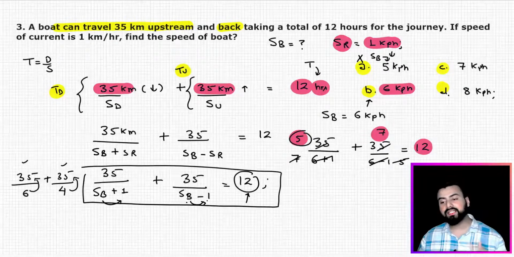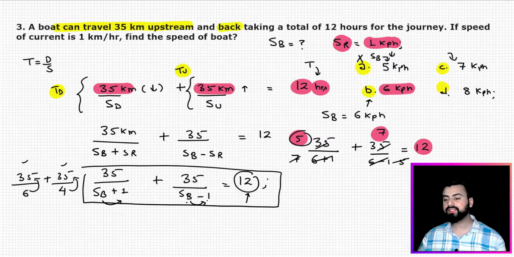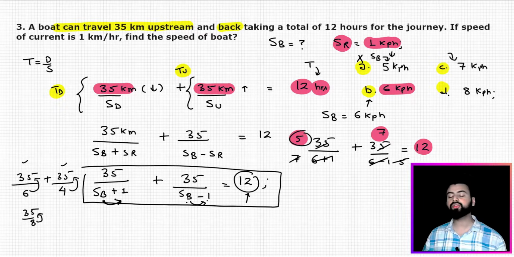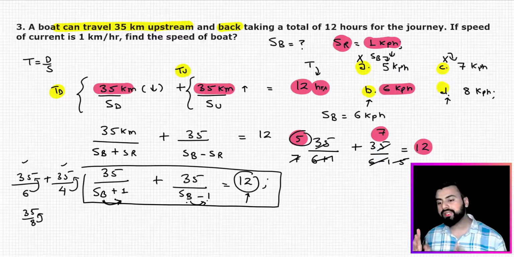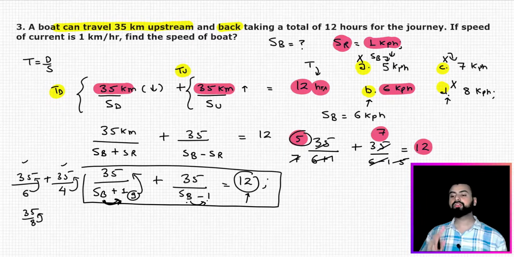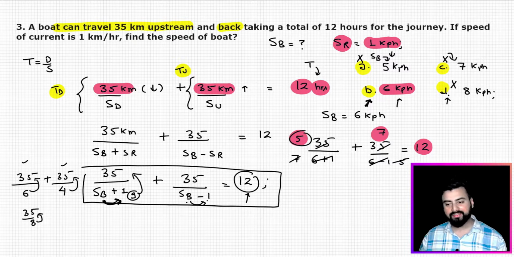In fact, if you pick the other two options, for example option C, it contains 7. So 7 plus 1, 35 upon 8. Again, realize 35 is not completely divisible by 8. So how can this be my answer? And therefore option C is also eliminated. Likewise, had you checked option D, 8 kilometer per hour, 8 plus 1 is 9. 9 can never divide 35 completely, and therefore it can never be my answer. So out of the four options, there is only one option which can be my answer, and it's a pure coincidence that I have picked option B and it happens to be my answer.